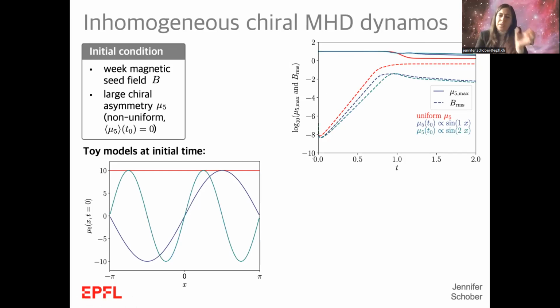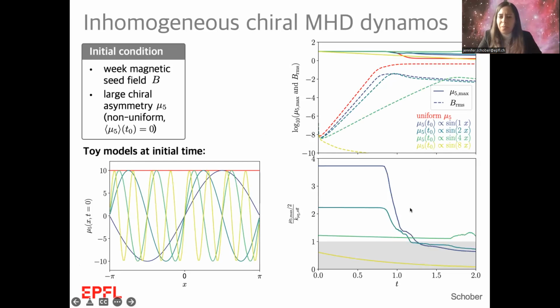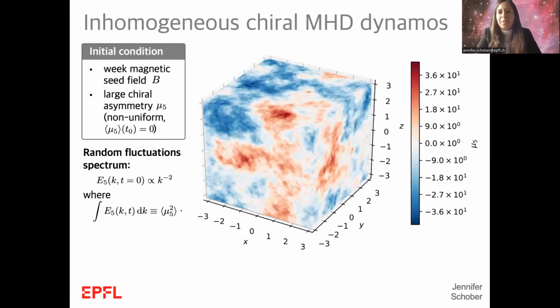But if we increase the spatial frequency of that sine wave in our initial condition, the growth rate gets smaller and smaller, and eventually, if mu5 is fluctuating too much, there's no amplification of the magnetic field anymore in the system. So we have looked at the typical characteristic scales in the system, and we could find that if the instability scale of this chiral dynamo is much smaller than the scale on which mu5 itself is correlated, we did not see any dynamo instabilities anymore.